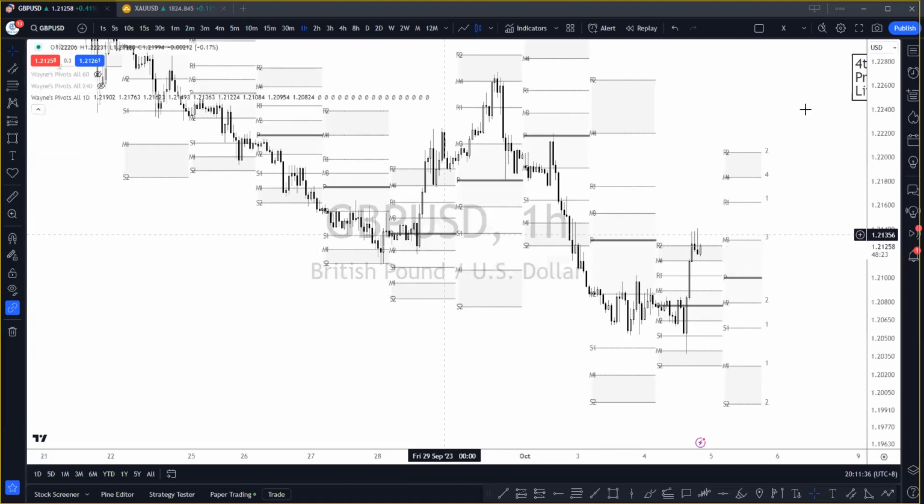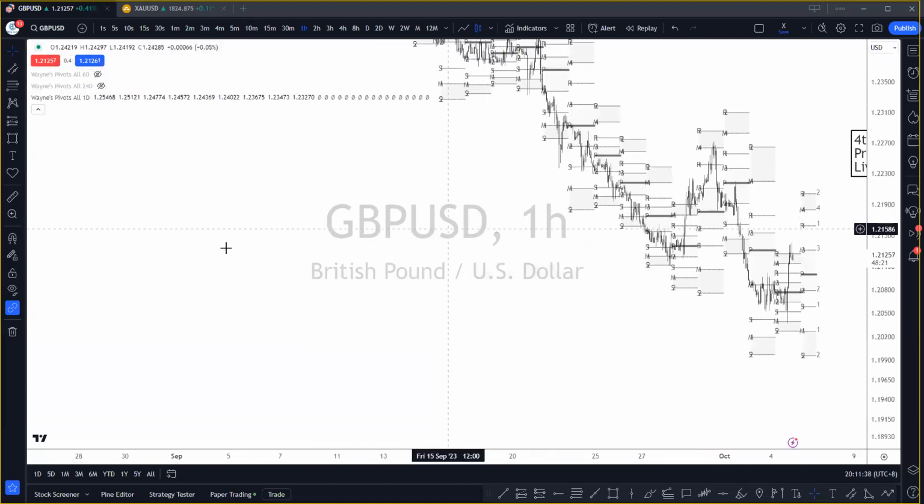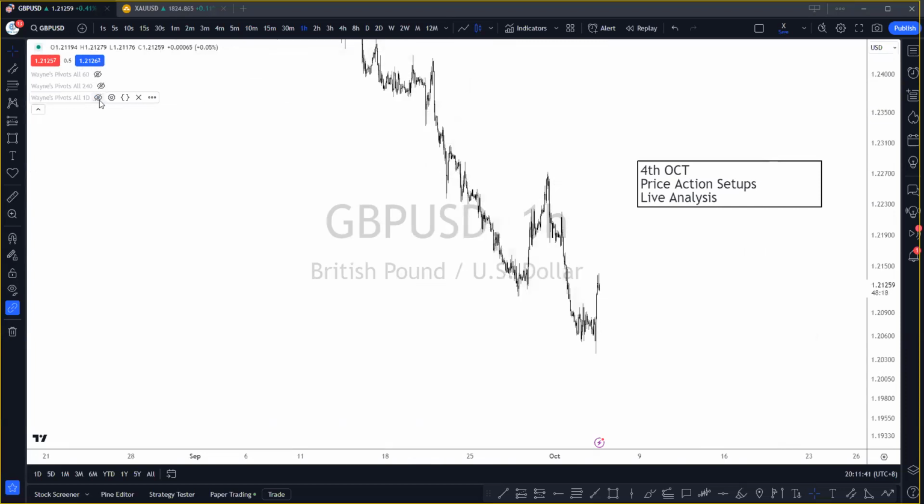We can of course look at a longer time period. What is the prevailing trend here? Let's remove the pivot here.